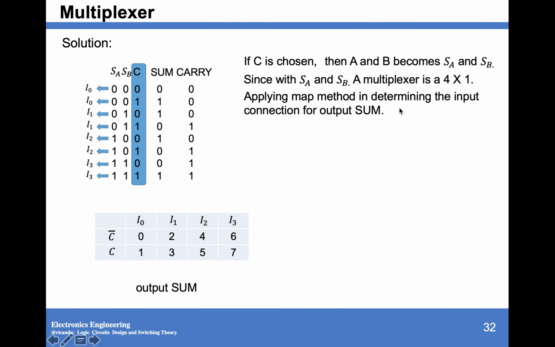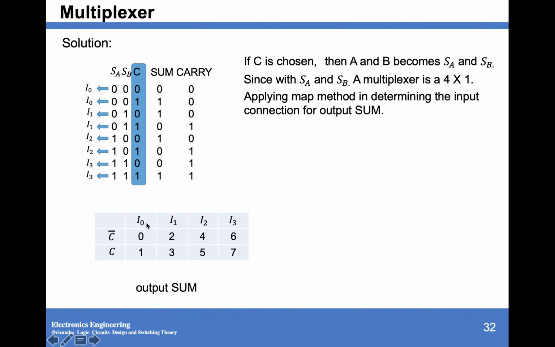So in a 4 by 1 multiplexer, we also have a map method. We have your inputs at the upper side. We choose SA and SB as your selectors, so this will select your input. Our inputs are from I0 up to I3, so we have I0, I1, I2, I3. And for your left side, that will be our input for your MUX, which is your C. C can either be 0 or 1.